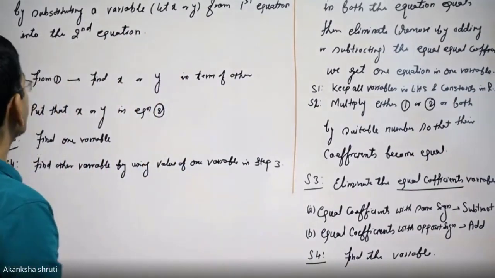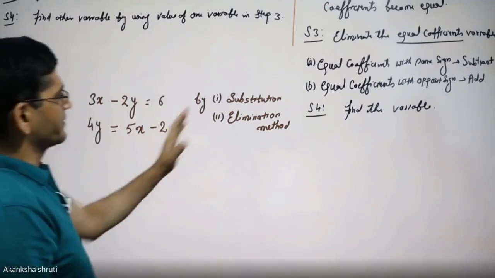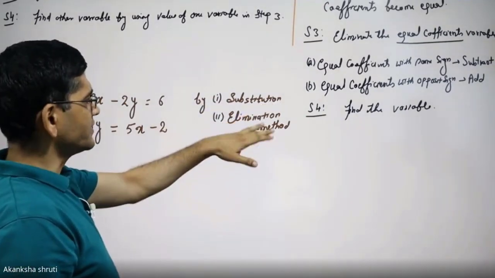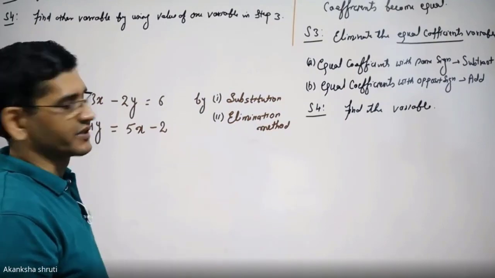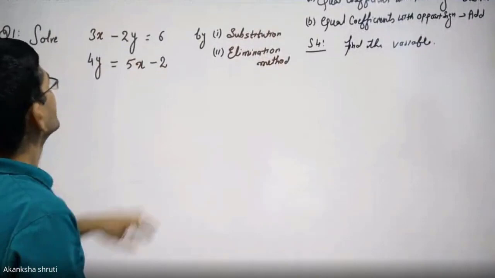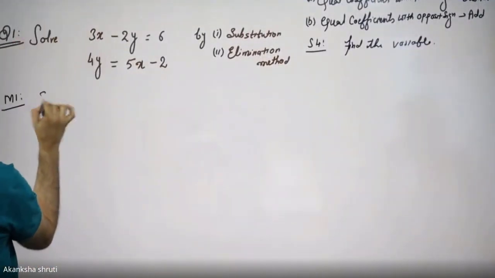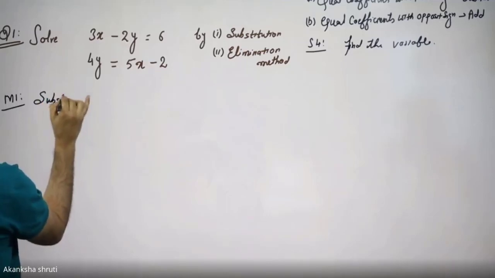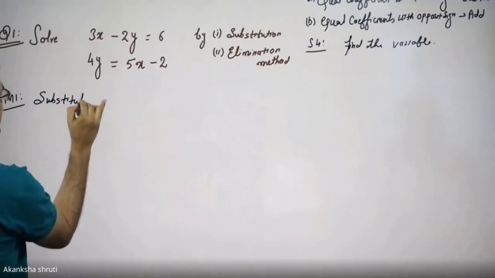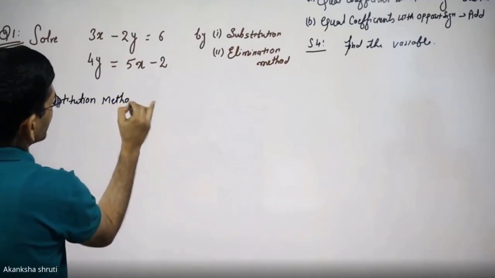Let us take some of the question. So students, we are going to solve this pair of equations by substitution method, then by elimination method. Whatever the steps I have written, we have to follow that one. So let us solve by the method 1. Method 1 means the substitution method. Applying the substitution method, we are going to solve the equation.